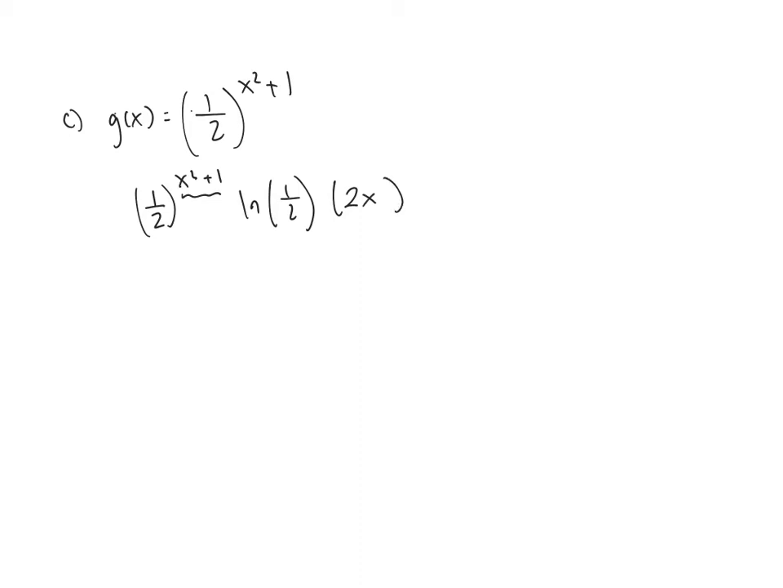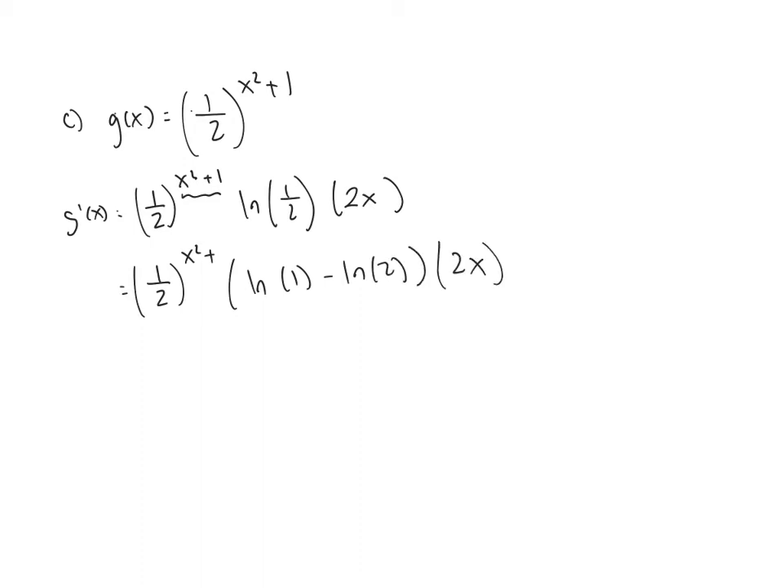So let's do a little simplification here. I have (1/2) to the x squared plus 1, and then again it will be the ln of 1 minus the ln of 2, and then times 2x, and ln of 1 is 0, so that becomes 0. And now I have (1/2) to the x squared plus 1 times negative ln of 2 times 2x.